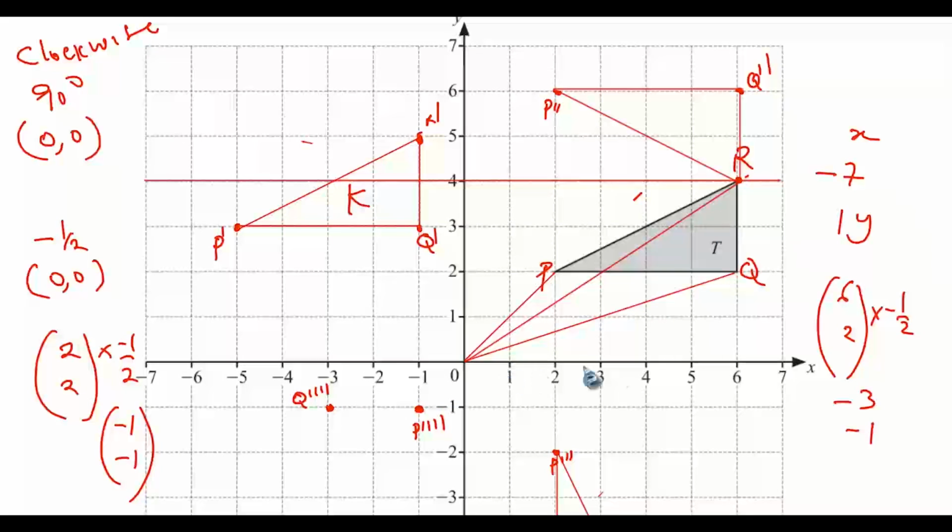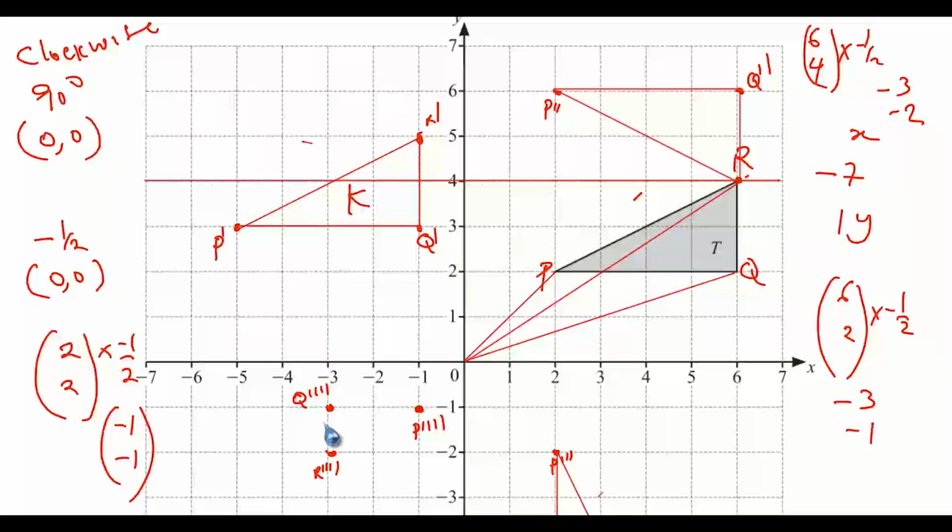So let's count. That is 6. Then 1 2 3 4. So this is going to be 6 against 4. Okay, so let's multiply by the scale factor. That is minus half. So that will give us minus 3 against minus 2. So let's count from the center of enlargement. Minus 3 will be here, then minus 2 will be 1 and 2. So the point will be here. So this will be R''''.